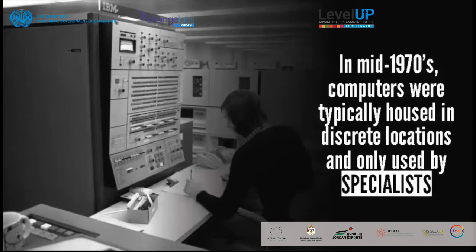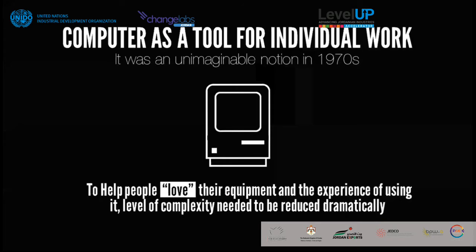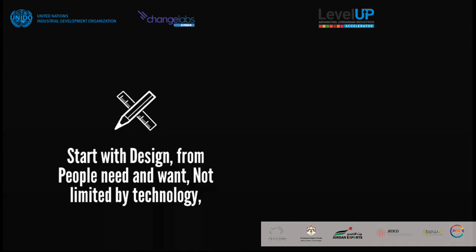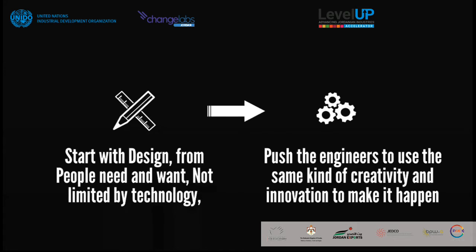In the mid-1970s, computers were typically housed in discrete locations and only used by specialists. The notion of a computer as a tool for individual work was unimaginable in the 1970s. To help people love their equipment and the experience of using it, the level of complexity needed to be reduced dramatically. Apple's product starts with design, from people's needs and wants. The design of the product is not limited by technology. The engineers are pushed to use the same kind of creativity and innovation to make it happen.